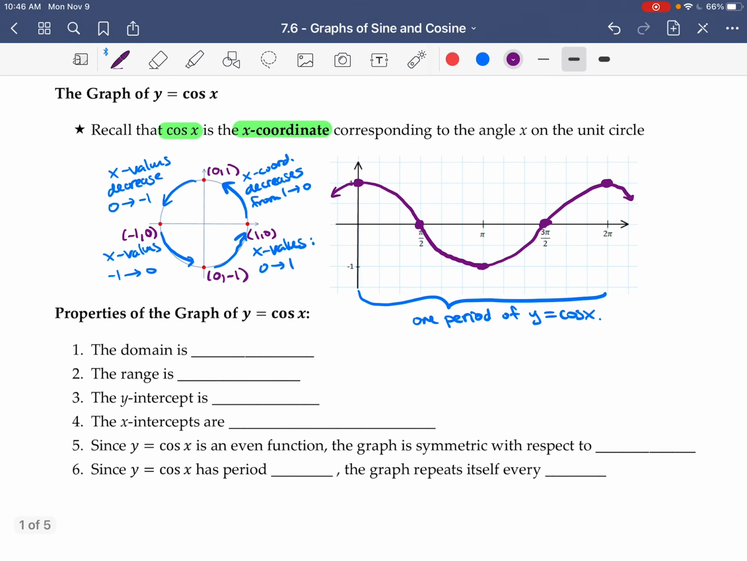So again, the domain is all real numbers, or negative infinity to infinity as an interval. The range is again the interval from negative 1 to 1, so the y values are stuck between negative 1 and 1. The y-intercept here now is (0, 1), so when x is 0, the y value is 1.